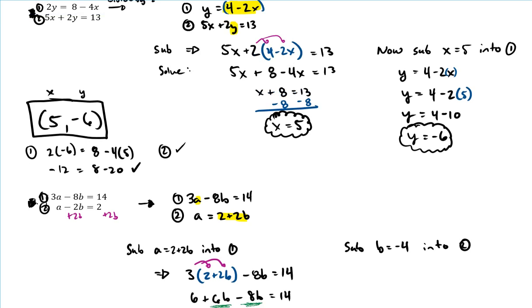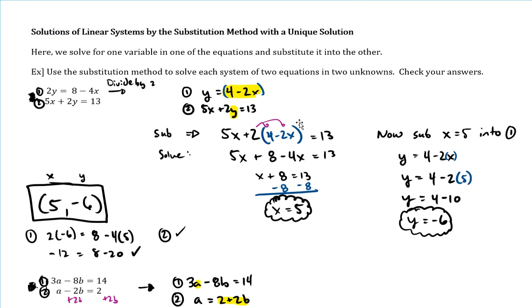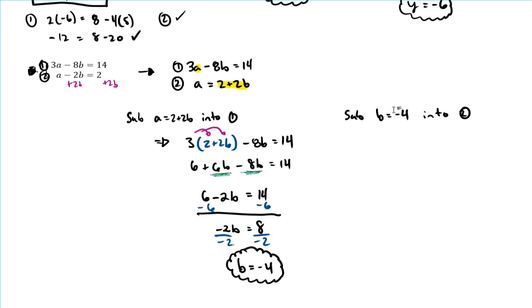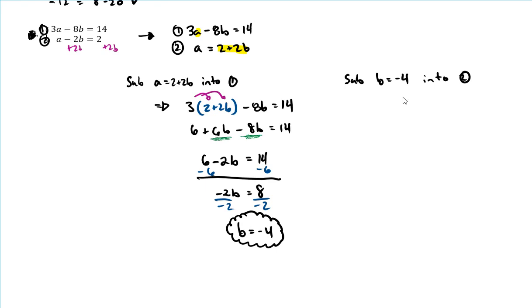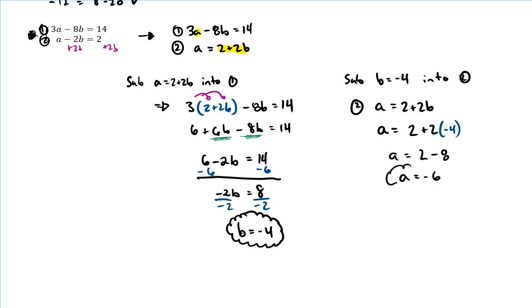So notice on this one, we subbed it into equation 1 because it was the easier one to work with. But you could sub it into any equation that you want. It will give you the same answer. Okay, so let's plug it in though. So there's our equation number 2. And then we've got a equals 2 plus 2, and we're changing b into negative 4. So we would have a equals 2 minus 8, and a equals negative 6.